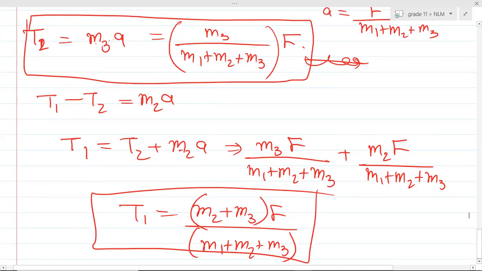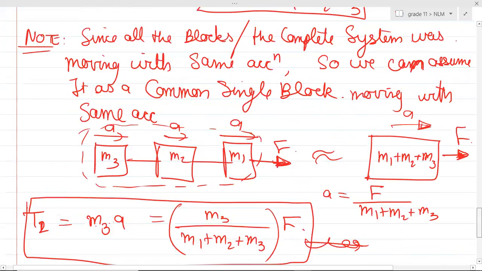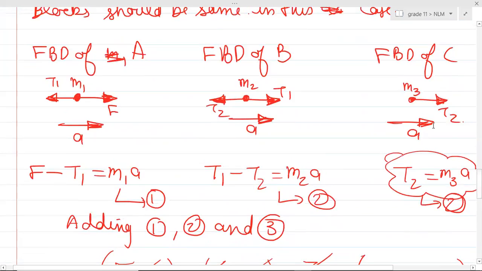So guys, whenever you're done, just tell me. I'll give you a trick to solve this type of question directly. Okay? So how is T2 equal to M3A? By equation number 3 from here.